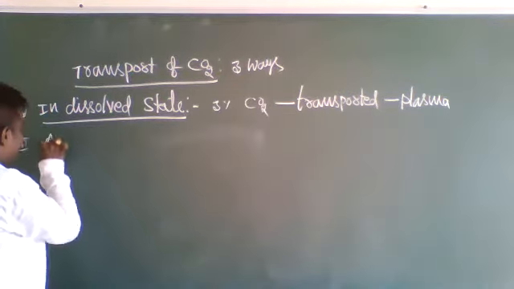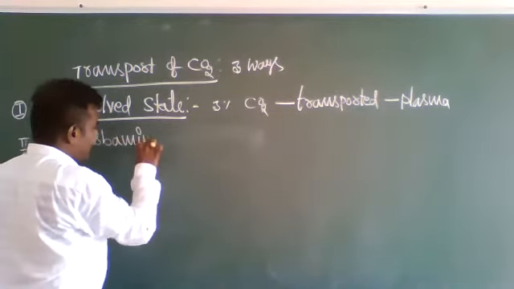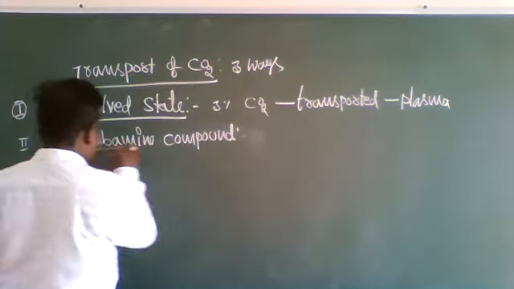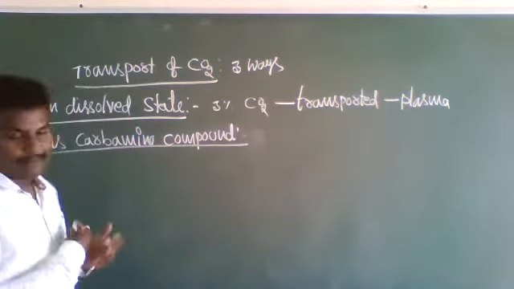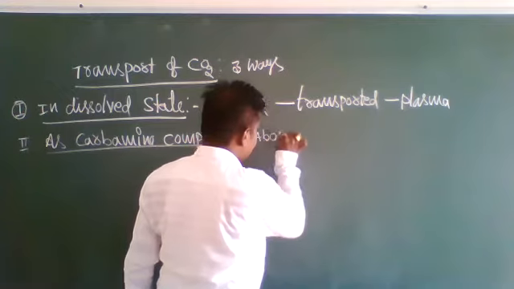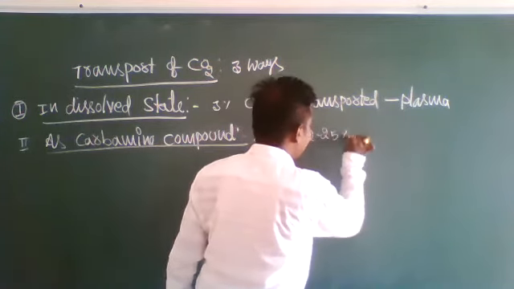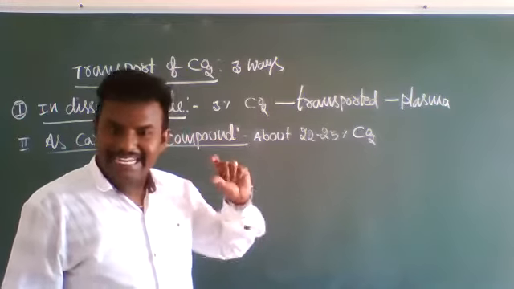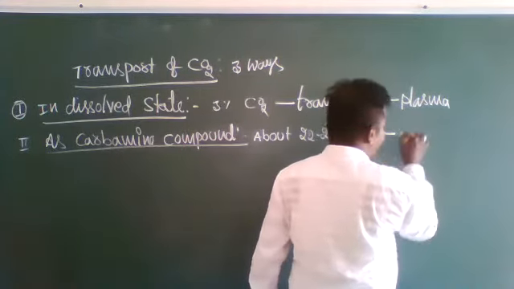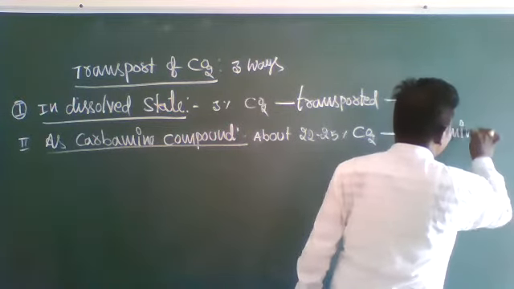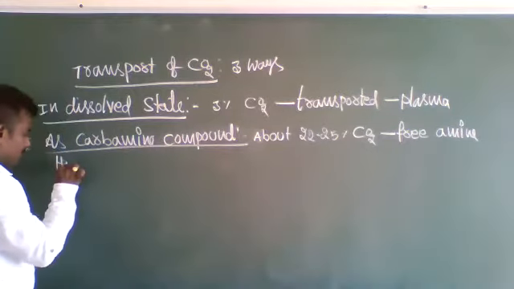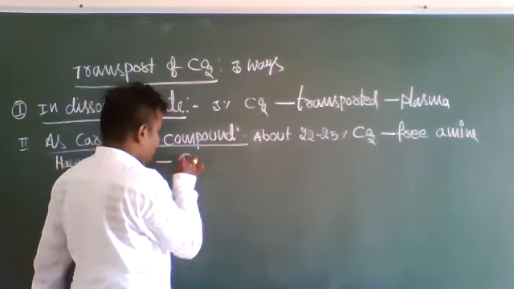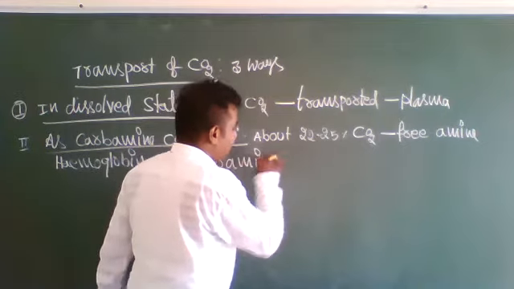Second, as carbamino compound. About 22 to 25% of carbon dioxide is directly combined with the free amine group of hemoglobin and forms carbamino compound.